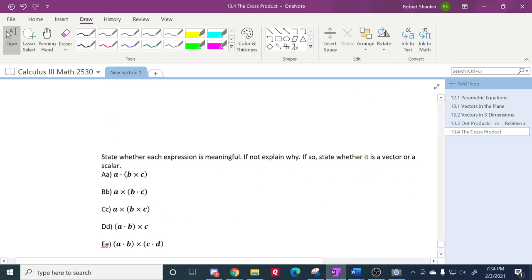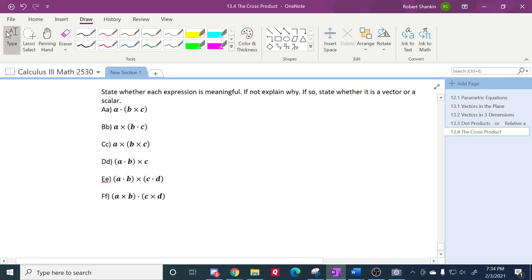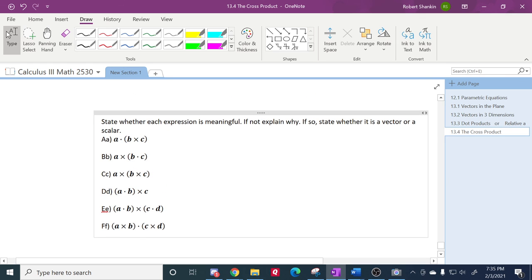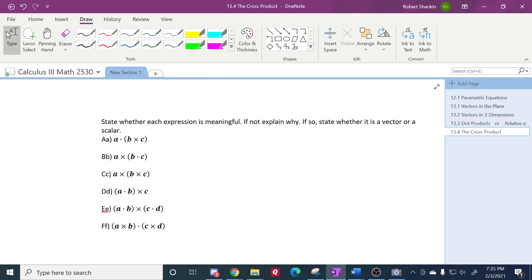Alright, and here, some of these expressions make sense, and some of these do not. They're impossible things to do. So, we'll go through them one at a time. Let's start with A. A dot B cross C. Is this meaningful or is it nonsense?